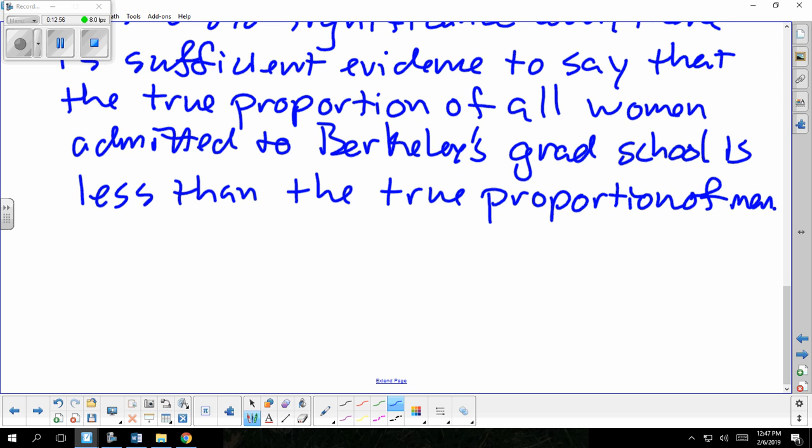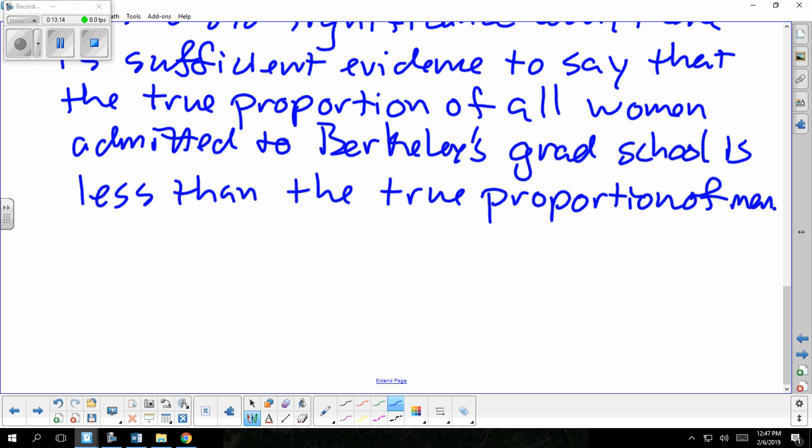And remember, we could have switched that around and said the true proportion of men is greater than the true proportion of women. We get the same result then. Remember, if we wanted to figure out the magnitude of the difference, how much that difference is, we could create a confidence interval. So we always want to make sure we go ahead and answer the actual question.